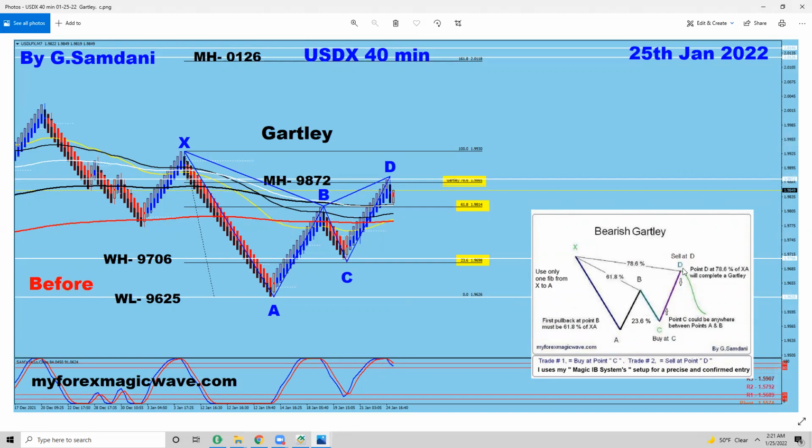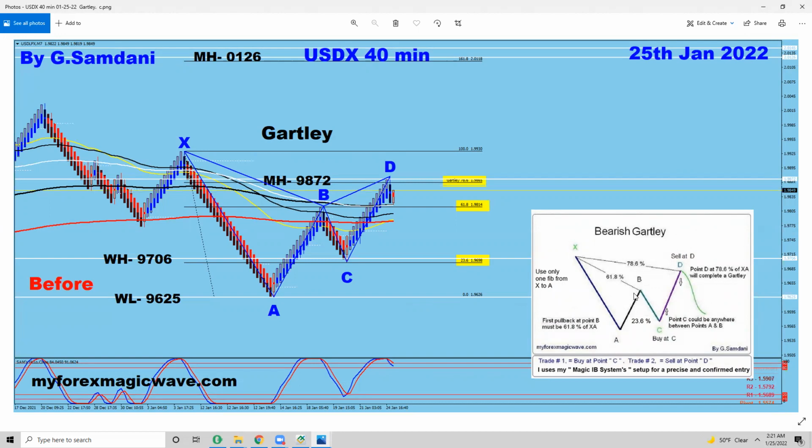And the price making this pattern between wave 1 and 2 of the Elliott wave, they call it a Gartley pattern. That's it. That's just another name or another way of looking at the Elliott wave. But this is what we call a harmonic pattern of Gartley.